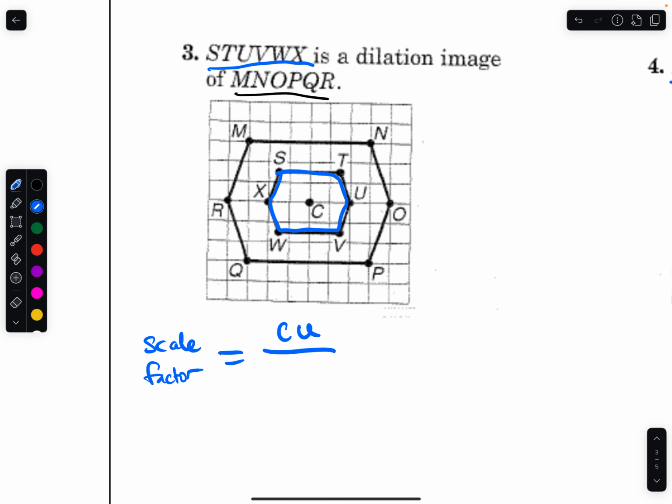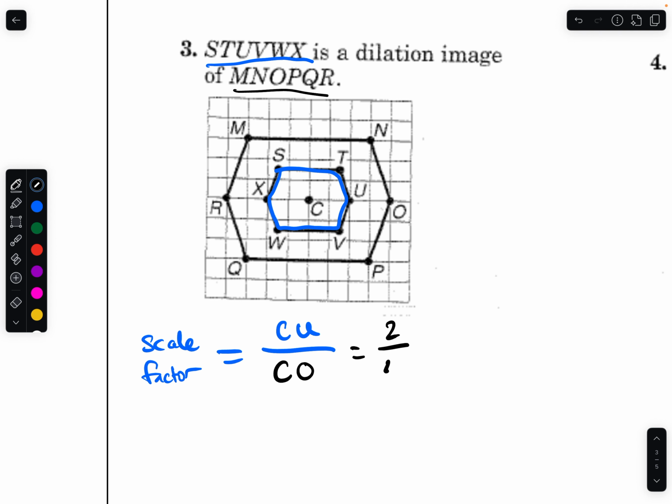I'll put CU for now, though. The corresponding length would be from the center, instead of U, all the way out to O, because O is the point on our pre-image. All right, so CU, we already said was 2 units long. CO, if you count it up, C and O are 4 units apart. So our scale factor is 1/2.